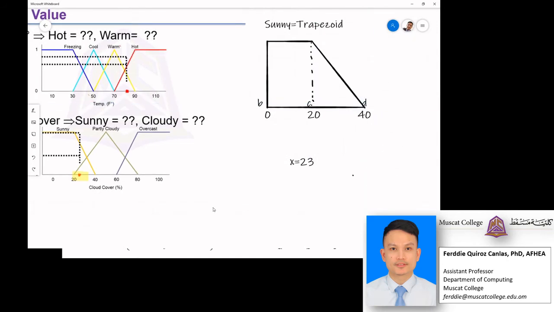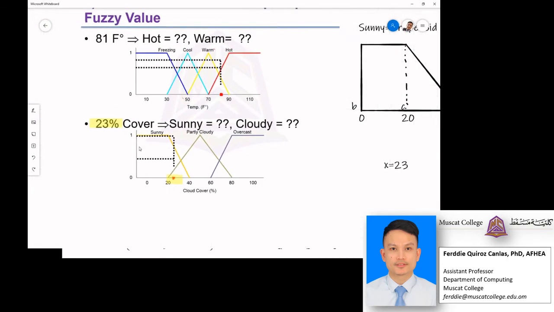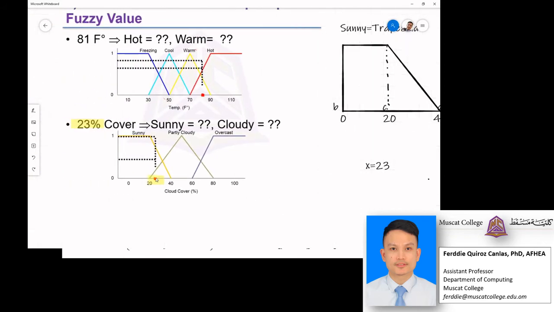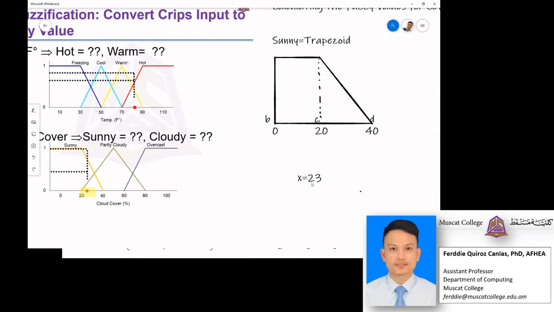Okay, so this is it. 0, 20, and we have the end is 40. So 0, 20, and 40. So we're calculating for the value of 23, right? So 23 is somewhere here. So X, which is 23, is between C and D.